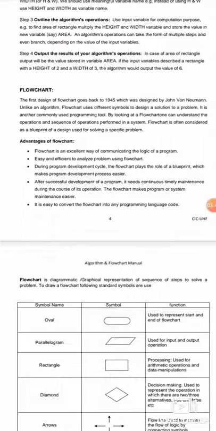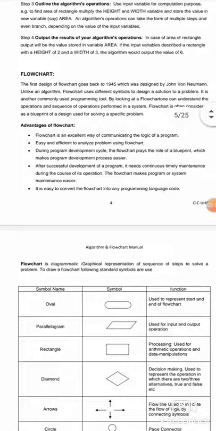So it's not only about finding the solution, it's also about analyzing the problem, so that it helps us fix the knowledge and logic behind that particular program or problem. Now during the program development cycle, the flowchart plays the role of a blueprint as well, which makes the program development process easier. So this is one advantage.